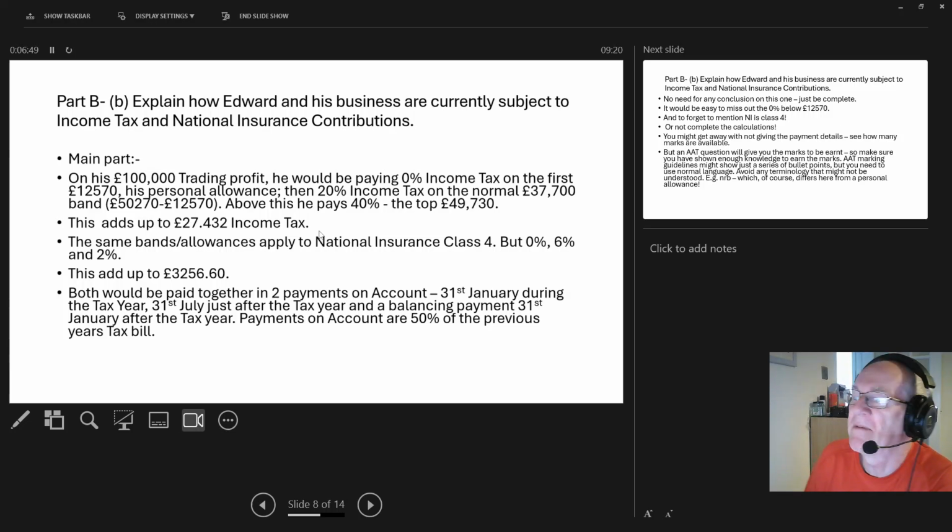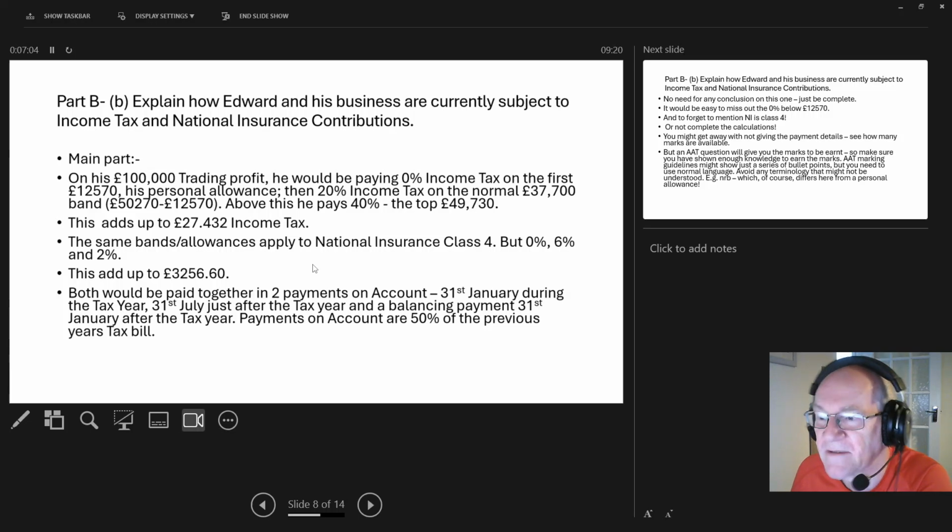Above this he pays 40% on the top 49,730, which is the 100,000 minus 50,270 if you wanted to put the numbers in. I've actually put a full stop in there. It's actually meant to be 27,437 income tax. I'm sure you can work that one out though. And the same bands and allowances apply to national insurance class 4. Make sure you get the word that it is class 4 in there. But 0%, 6% and 2%, adding up to a total national insurance of £3,256.60.